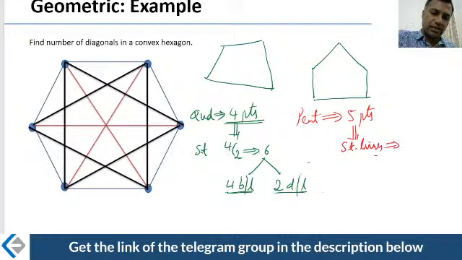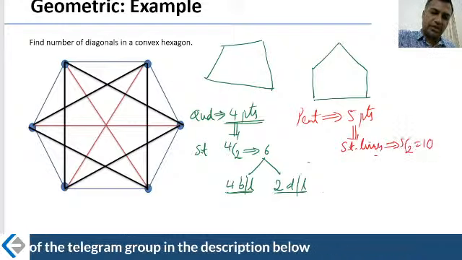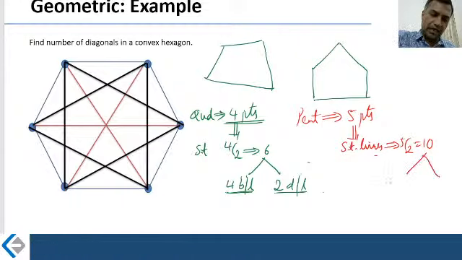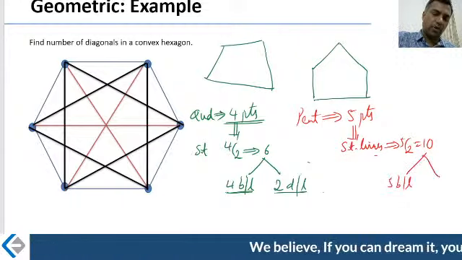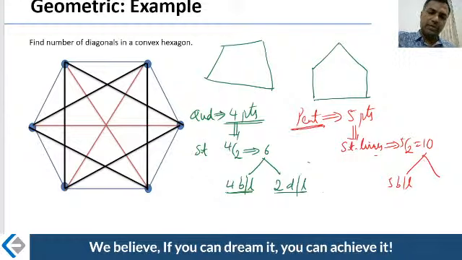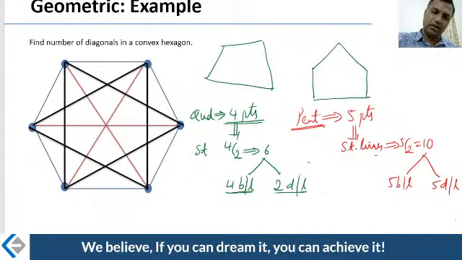The number of straight lines is 5C2, which is 10. Out of 10 lines, 5 are boundary lines, because pentagon means 5 boundary lines. Therefore, what are the remaining 5 lines? They are called diagonal lines.